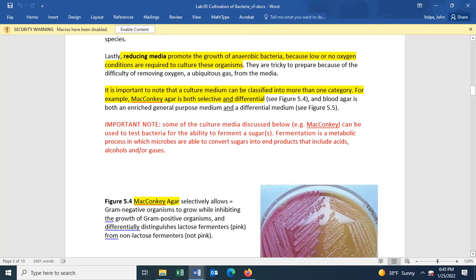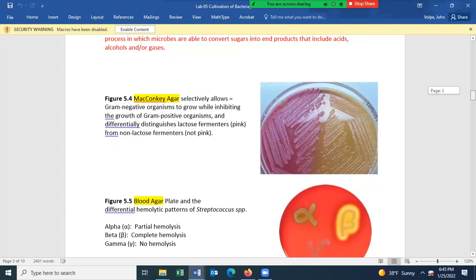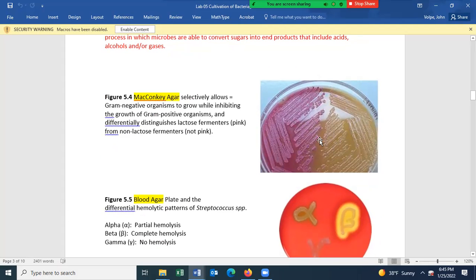It's important to note that culture media can be classified into more than one category. For example, MacConkey's agar is both selective and differential, so we call it a selective and differential media. MacConkey's agar is selective in that if something grows on the plate, it is likely to be gram-negative, meaning MacConkey's selects against gram-positive. And why that's the case is just the chemicals in it.